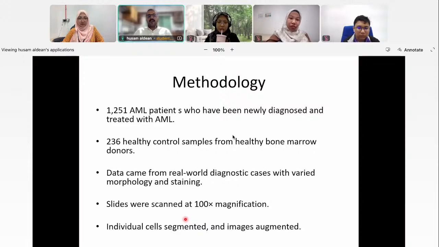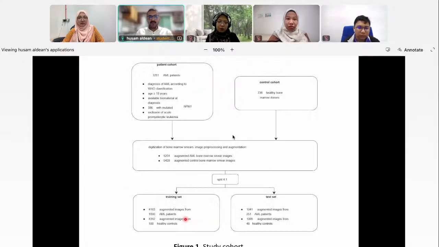First of all, the slides of the patients were scanned at 100 times magnification, and then the cells were segmented and the images augmented. Let's go to the study cohort, which is divided into two cohorts, patient cohort and control cohort. The patient cohort, as I said before, is 1,251 AML patients, diagnosed with AML according to the WHO classification, over age 18, with biomaterial available at diagnosis.